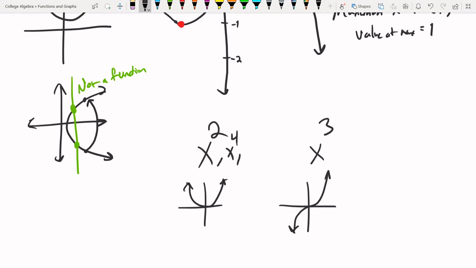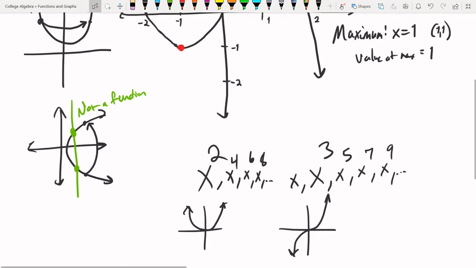X to the fourth, x to the sixth, x to the eighth, and so on. These all have even symmetry. X cubed, x to the fifth, x to the seventh, x to the ninth, and so on. Odd x has odd symmetry.